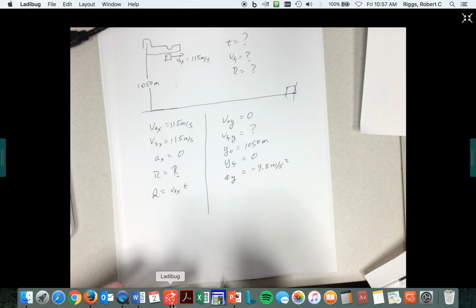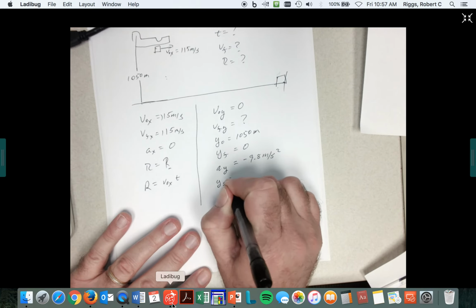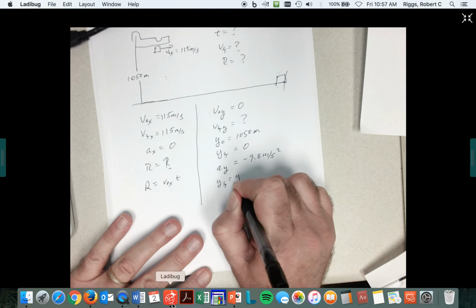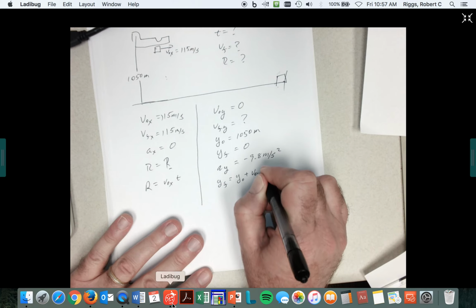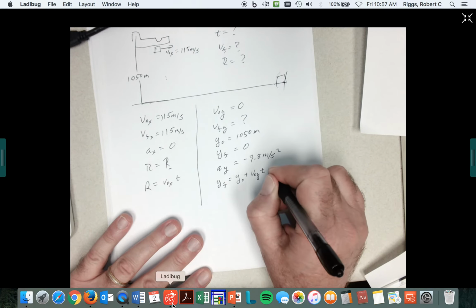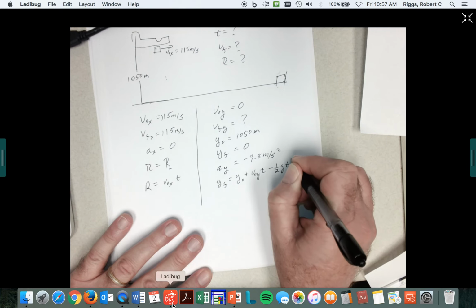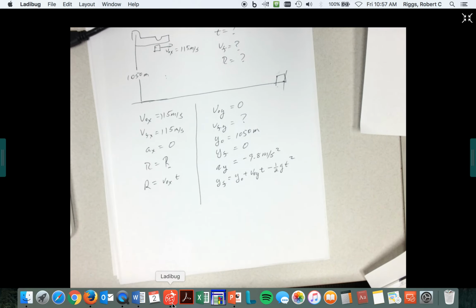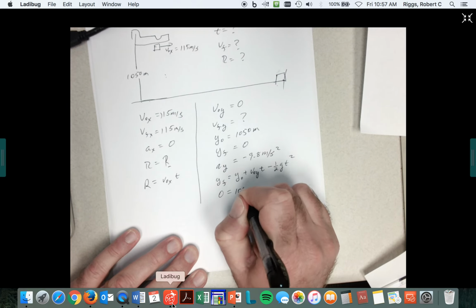because I know, with my equations of kinematics, y final is equal to y initial plus v naught y t minus 1/2 g t squared. Sweet. Because I've got 0 equals 1050. Now this is the way I solved it.